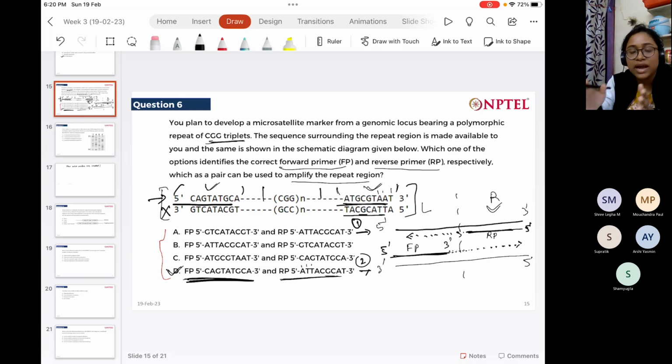Why do we call it forward primer? Because it is added at the beginning, on the left side. This is how we read anything. So it is added at the beginning, whereas the reverse primer is added at the end. So don't get confused with the nomenclature, forward and reverse.